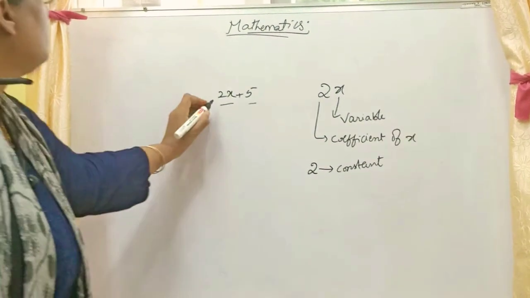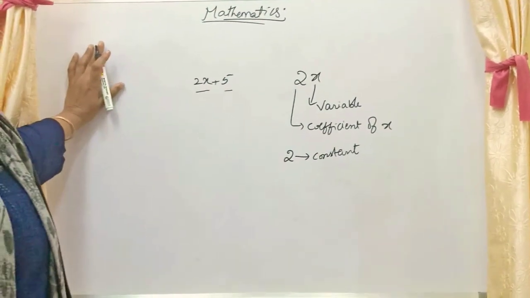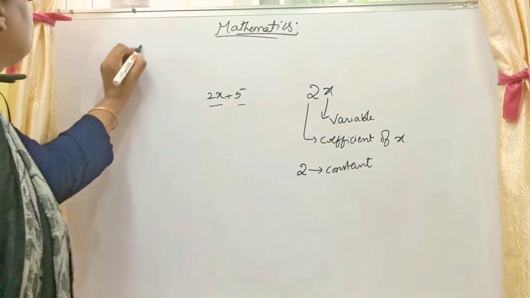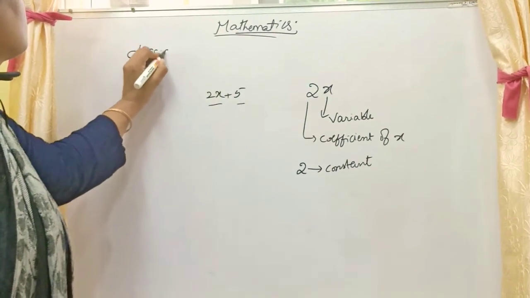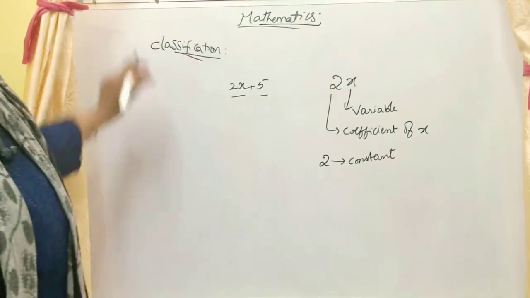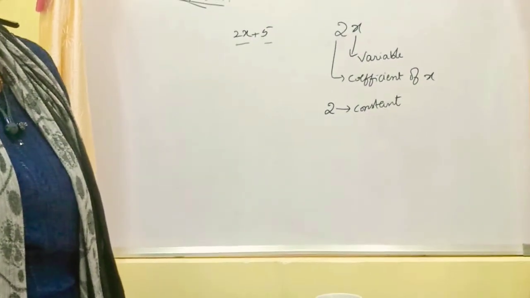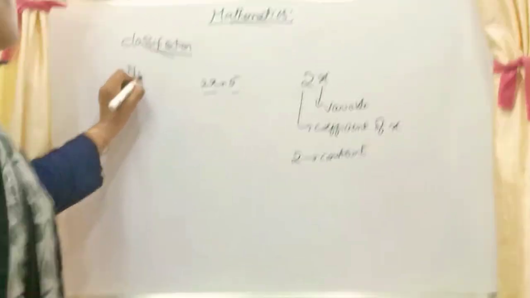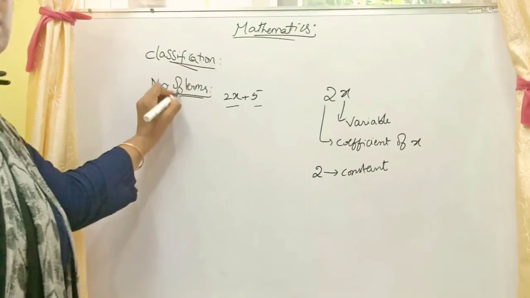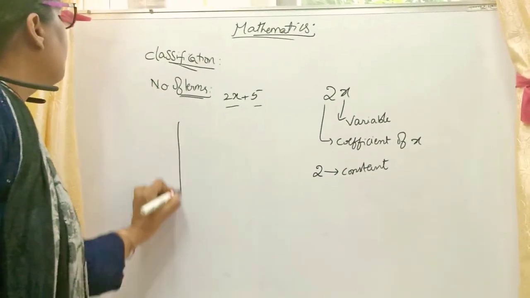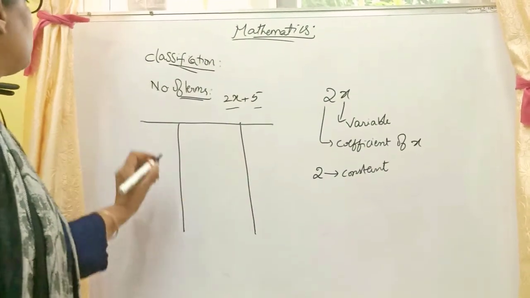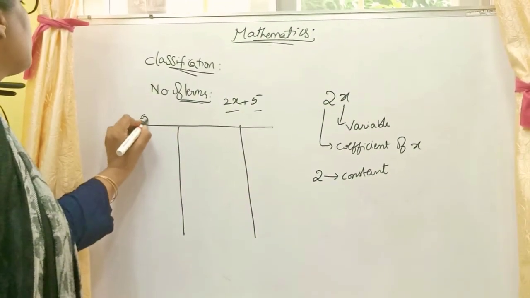Depending on the number of terms, the polynomials are classified. So classification of polynomials is based on the number of terms. You have already come across this in 8th class, so we will just revise it. You don't need to copy this. I will send you the notes once again. So here is an example.